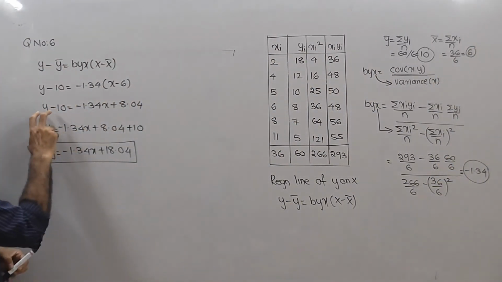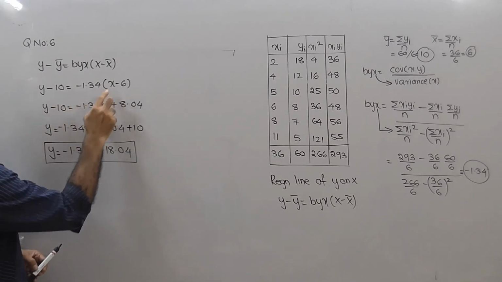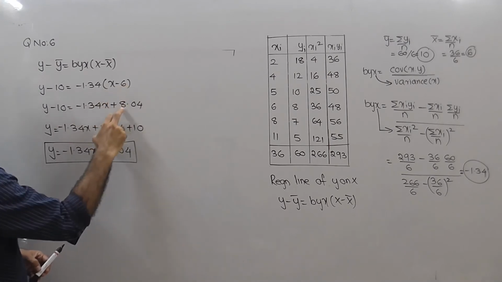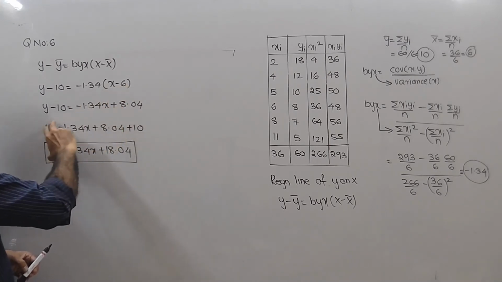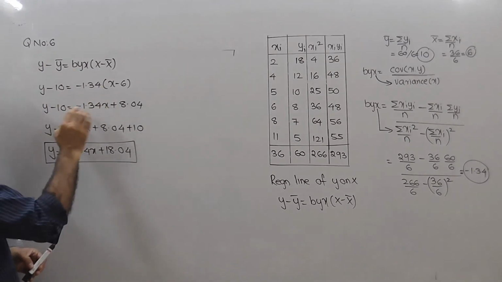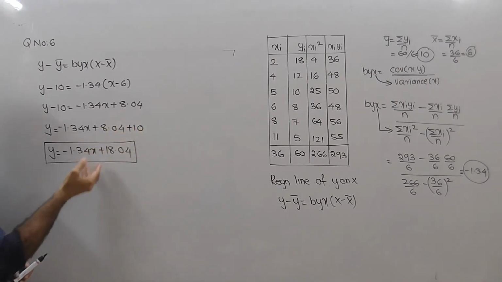Now, y minus 10, open the bracket, minus 1.34 into x is minus 1.34x, minus 1.34 into minus 6 will become plus 8.04. You want to find the regression line of y on x, so keep y on the left and take other things to the right, meaning minus 10 will go to that side and become plus 10, and 10 and 8.04, I hope the answer is 18.04.